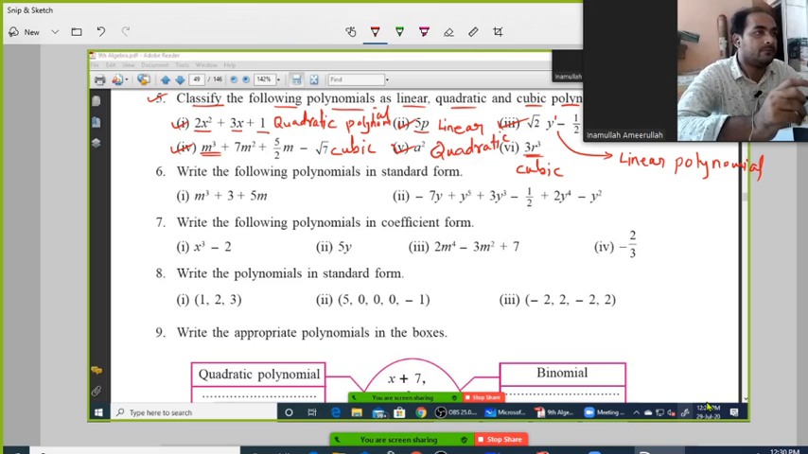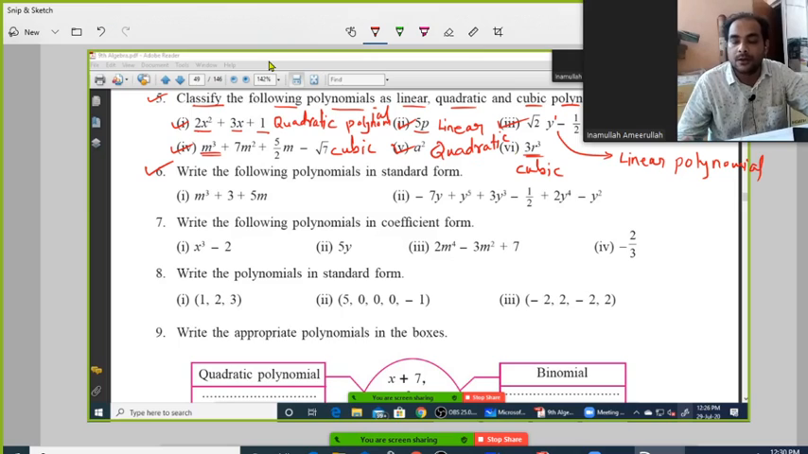Now come to this question number 6. Write the following polynomials in standard form. Standard form means in proper descending order of their power. For example, m cube plus 5m plus 3. So this is your question.